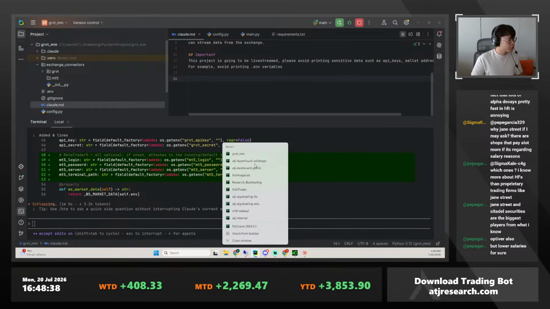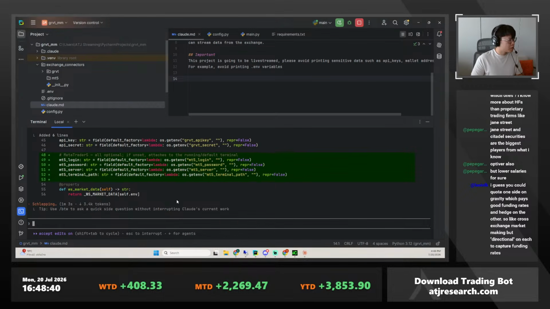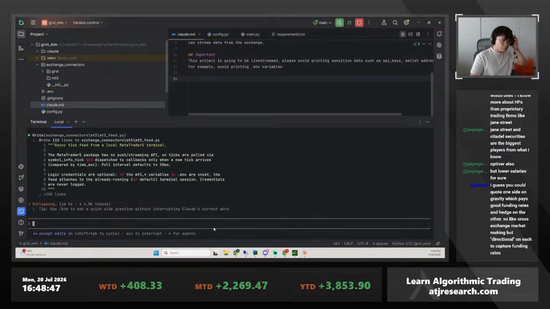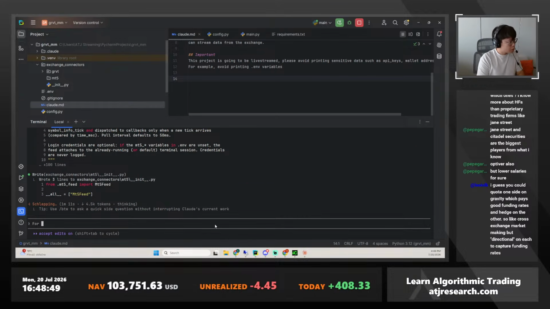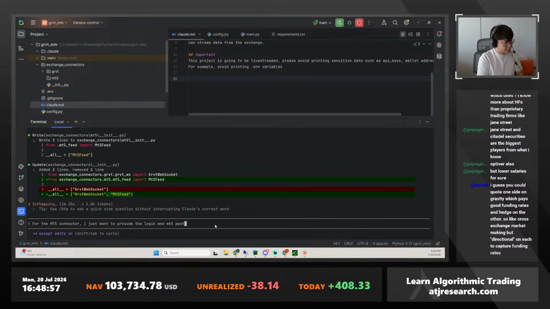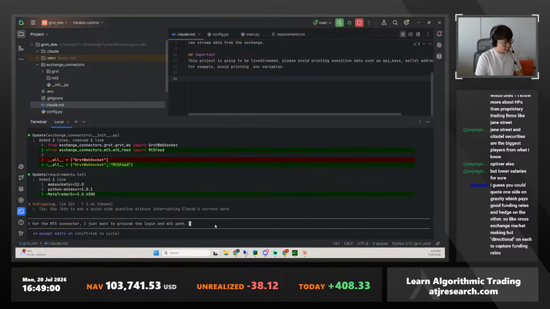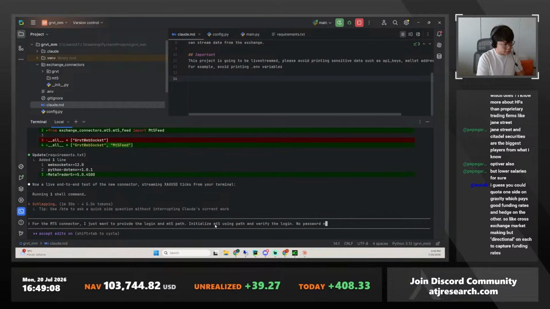Okay, I'm going to, for the MT5 connector, I just want to provide the login and MT5 path. Initialize MT5 using path and verify the login. No password.